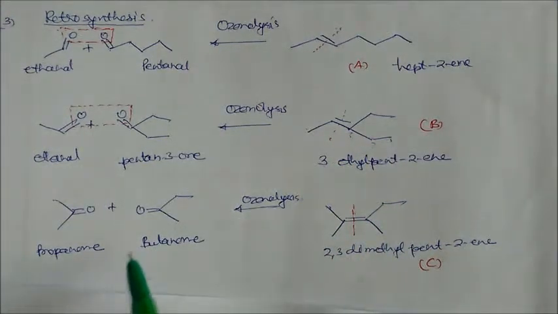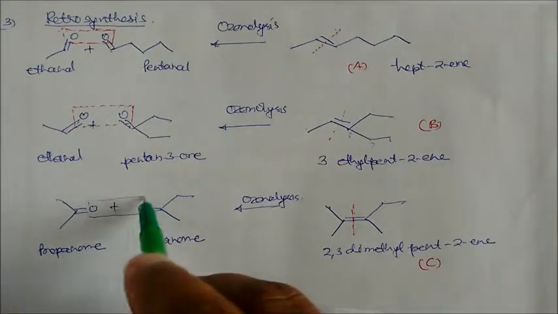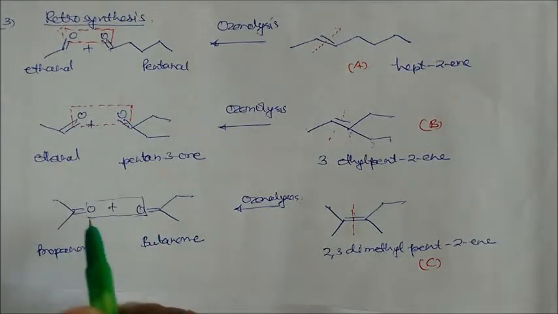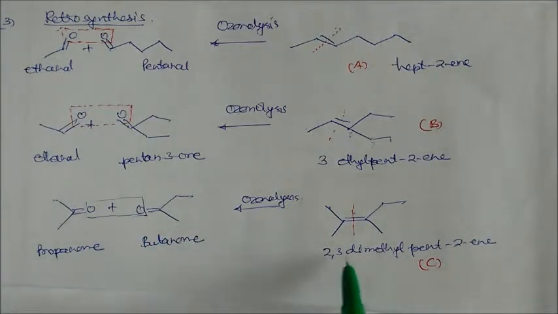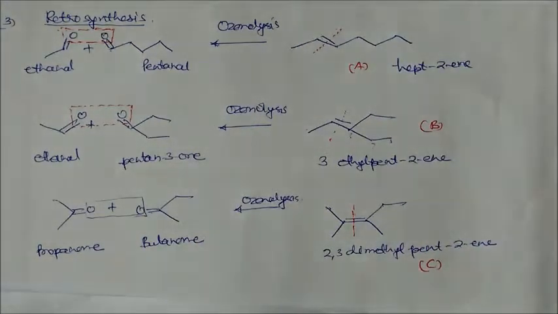Then again in C, this is the propanone and this is the butanone. Again if you see the retrosynthesis, you just join these two compounds at the two oxygens, remove them and add the double bond. So we will get here 2,3-dimethylpent-2-ene. So this is the compound C. So these are the A, B, C different structures of this compound.